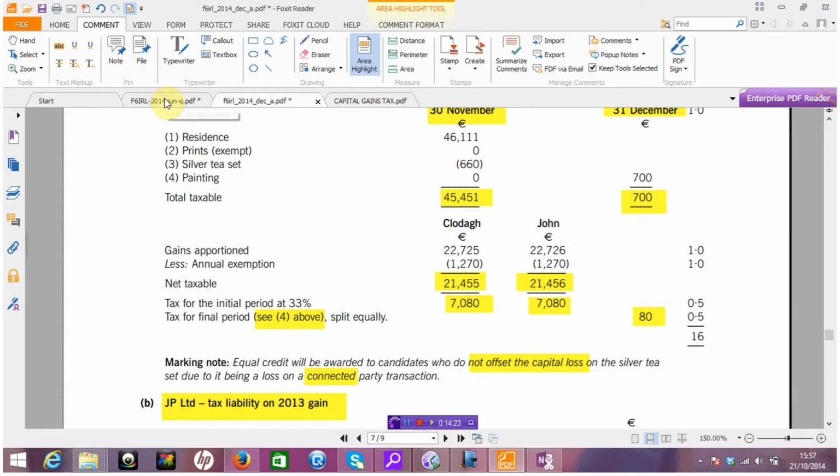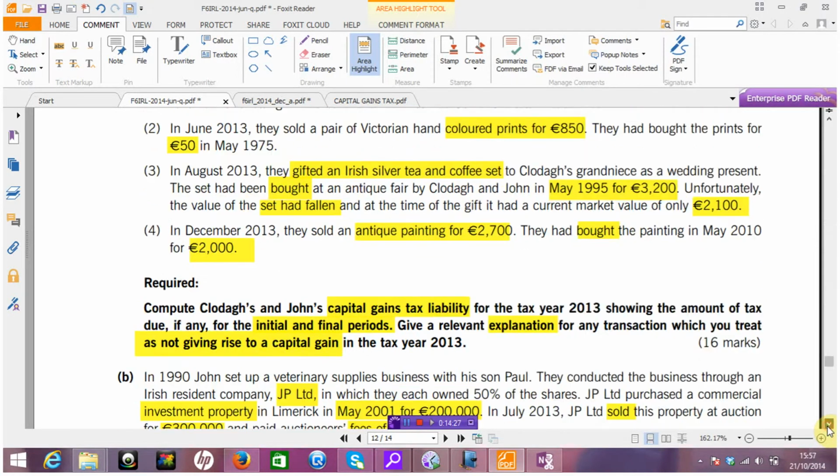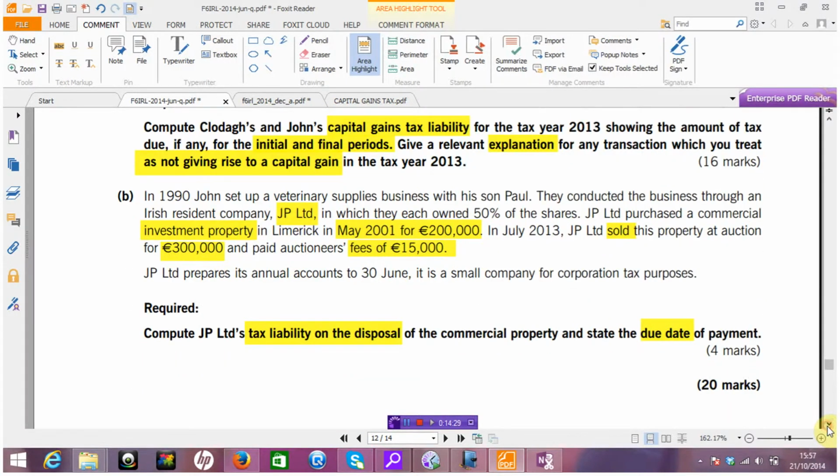We'll just have a quick look at part B for question 3 of June 2014. This is reasonably straightforward, but this one relates to a company making a disposal as opposed to an individual. So a couple of little differences there that you'll probably be aware of. In this particular case, we have JP Limited, and in effect what we have is the disposal of this commercial property.